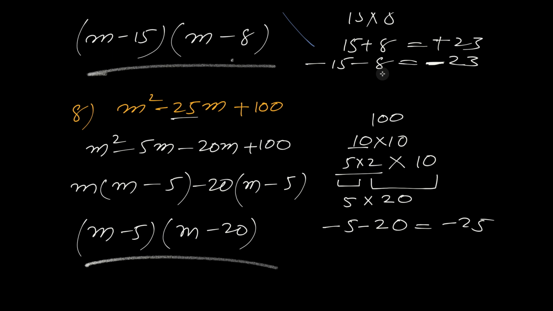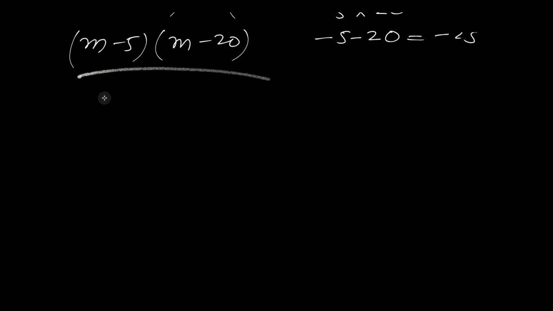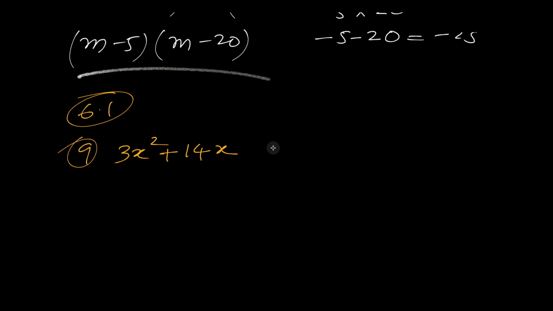Okay, in this video, we are going to take the remaining 4 questions, which is question number 9, 10, 11, 12 from exercise 6.1. We are operating on exercise number 6.1 and we'll take the next question, which is question number 9. What is that question? 3x square plus 14x plus 15.